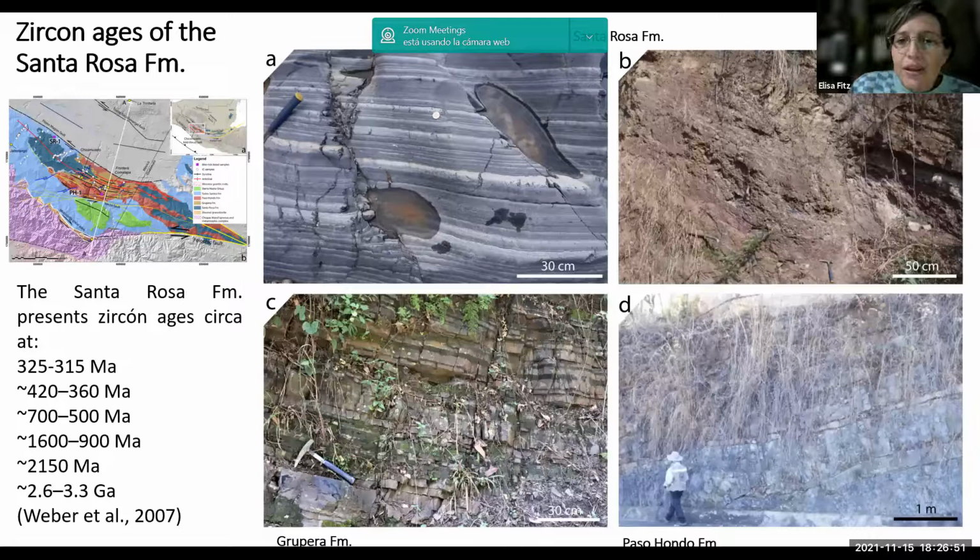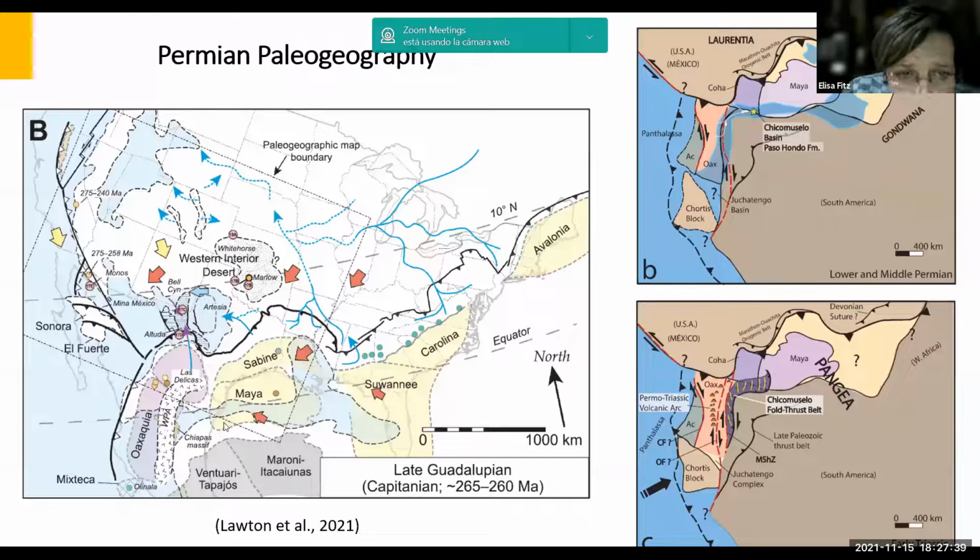Okay, so other studies that have been carried out in these rocks by other authors, in this case by Weber et al., 2007, although they also have more detailed studies in another work of 2009 and another from 2006. Anyway, so in some of the samples of the Santa Rosa formation, they determined a maximum depositional age between 325 and 315 million years, but also found detrital zircon ages between 420 to 360, 470 to 500, which are Pan-African ages, and also Proterozoic ages, and even some Archean. And on the basis of these different detrital zircon ages, Lawton and collaborators in 2001 reconstructed the paleogeography for the basin in which these units were deposited.